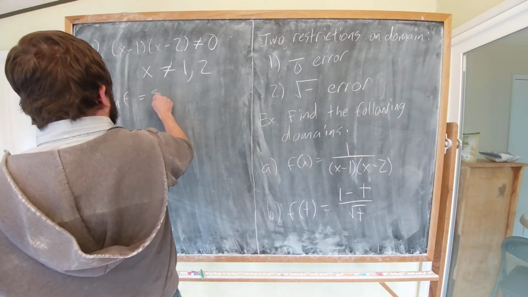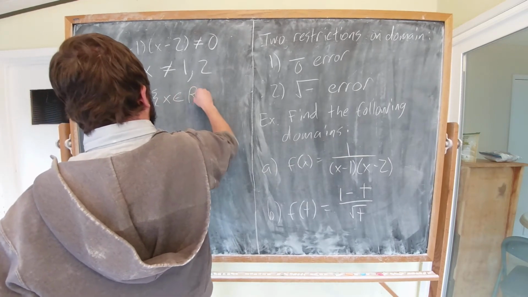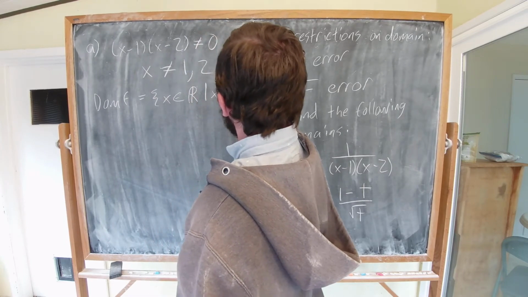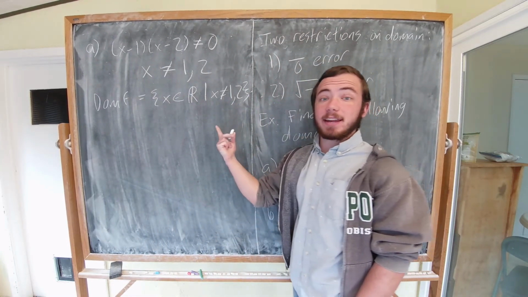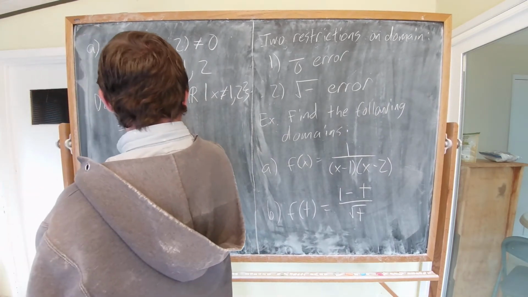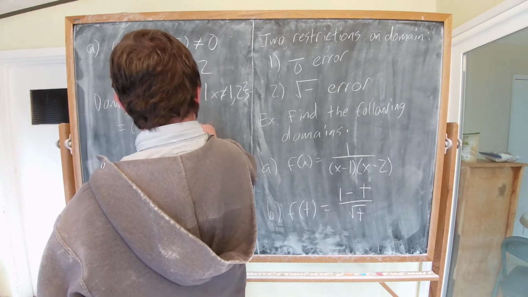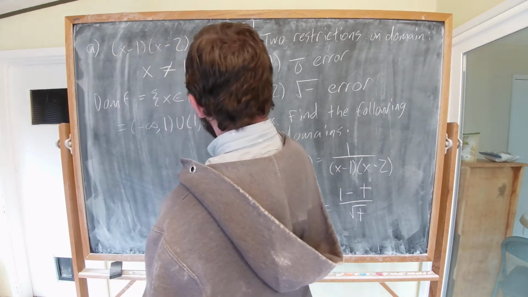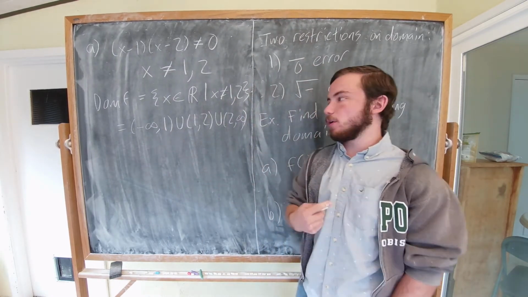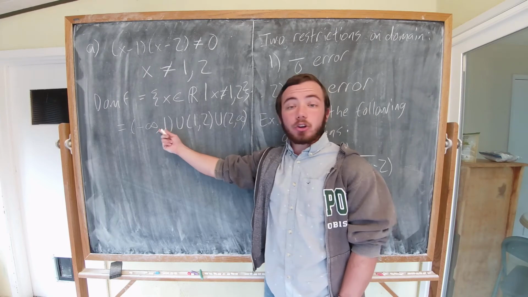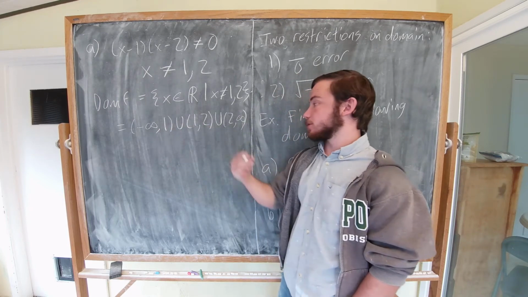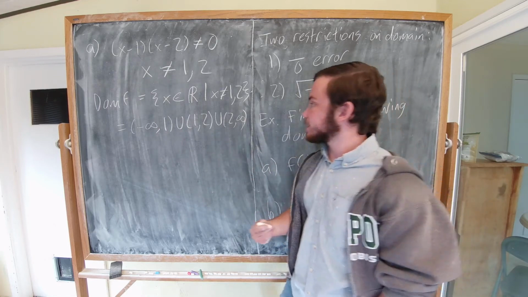Domain of f is going to be the set of all real numbers such that x is not equal to 1 or 2. You could also express this in interval notation as negative infinity to 1, union 1 to 2, union 2 to infinity. Or we remember from the set notation handout, which hopefully you've looked at, that union is gluing together these disparate intervals into one big set.